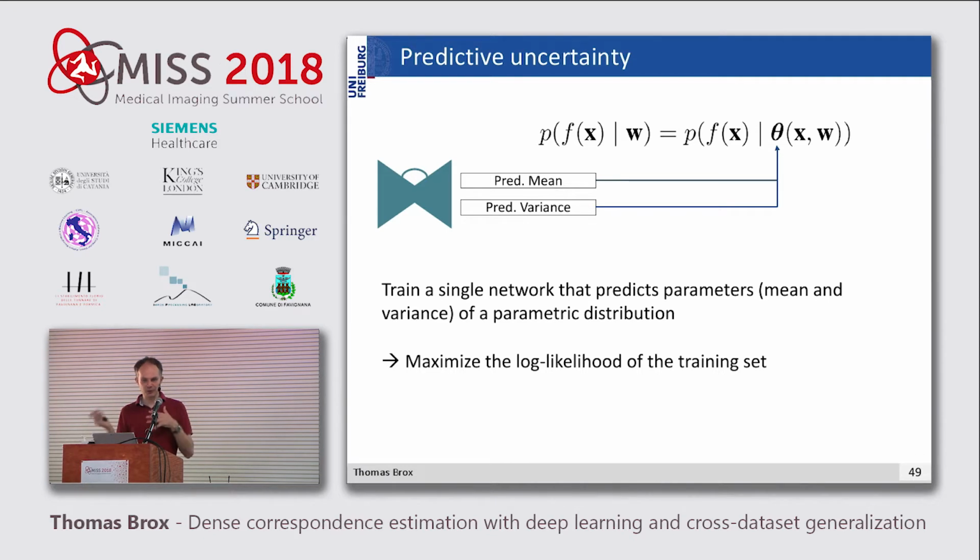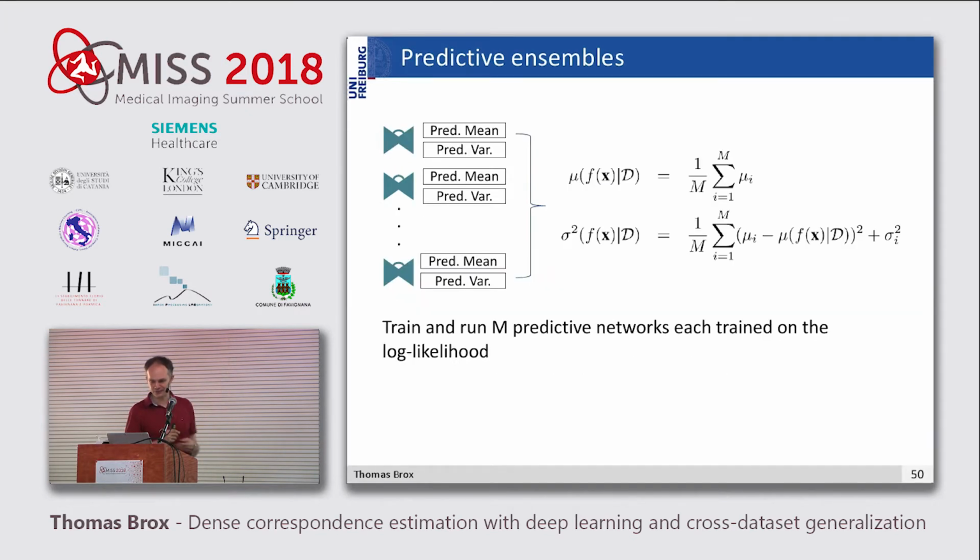And then you can also combine these two approaches. You can use an ensemble of these predictive networks, and then you get a predictive ensemble. So you have the mean and variance estimate of each network in this ensemble, but then you also have the statistics across the ensemble. And then by the law of total variance, you can combine the variance estimate from the prediction and the variance estimate from the frequentist approach, so the ensemble itself, to get a better estimate of the variance. Of course, the downside here is, again, you have to train and run M networks to get these statistics.